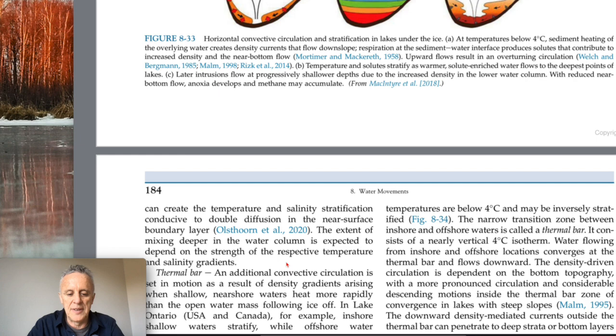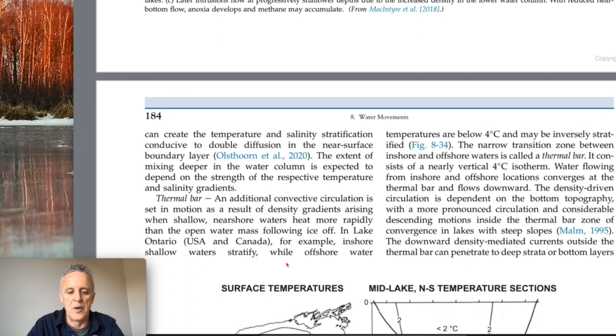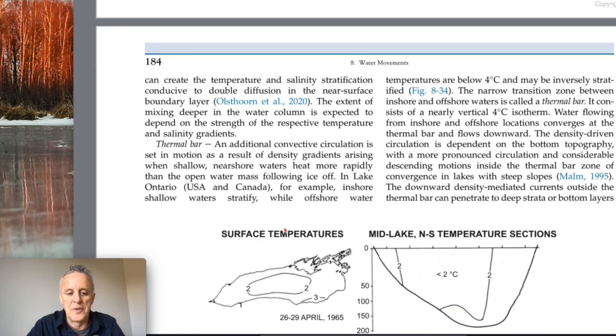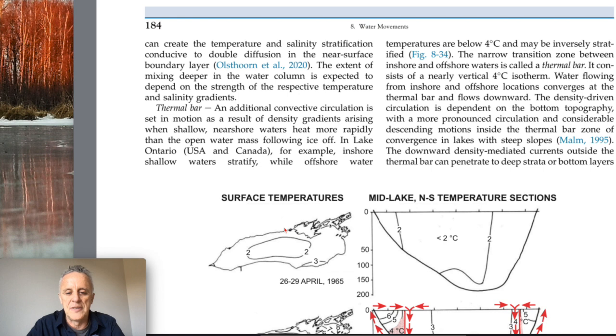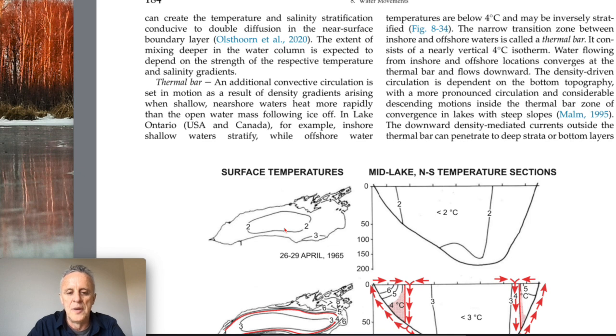The extent of mixing deeper in the water column is expected to depend on the strength of the respective thermal gradient and salinity gradient. Thermal bar. An additional convective circulation is set in motion as a result of density gradients arising when shallow near-shore waters heat more rapidly than the open water mass following ice-off.